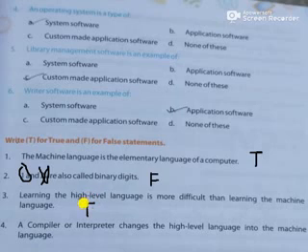A compiler or interpreter changes the high level language into the machine language. Compilers and interpreters, meaning language processors, convert high level language into machine language. Yes, they do. The language processor does the same. They convert high level language to machine language. So this answer is true.